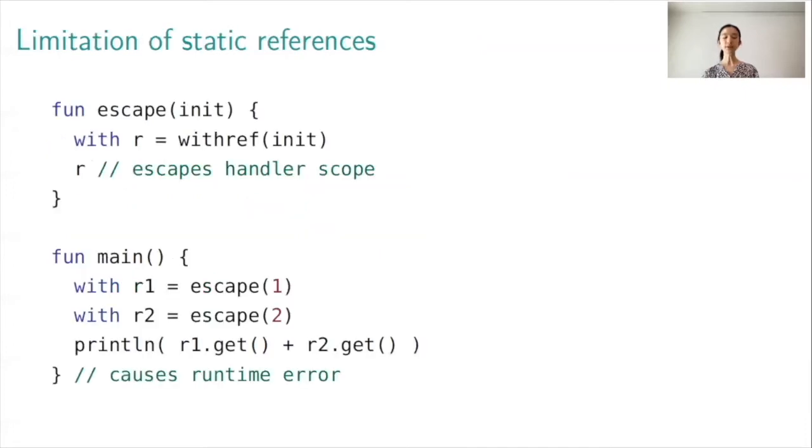Suppose we have a function escape, which creates a reference R and immediately returns it. If we accept this program, we would let the name R escape its handler scope and get a runtime error due to the absence of the matching handlers. So can we realize regular dynamic references using effect handlers? I'll leave this question to Dan.